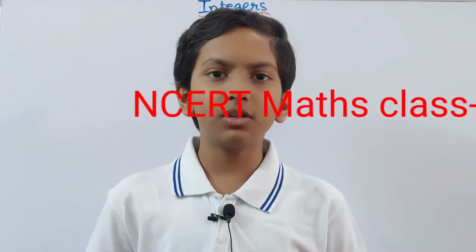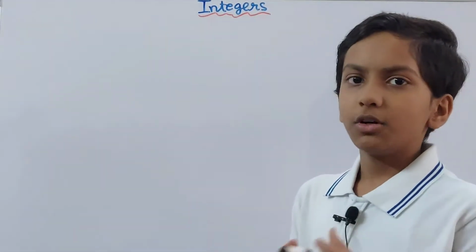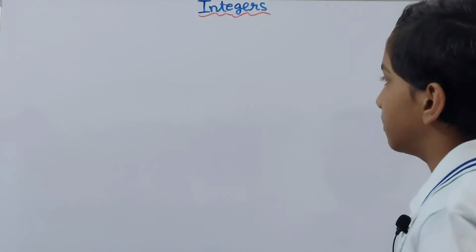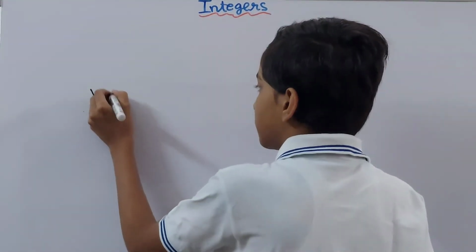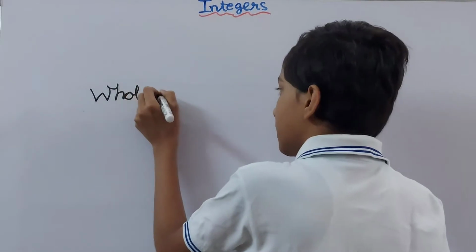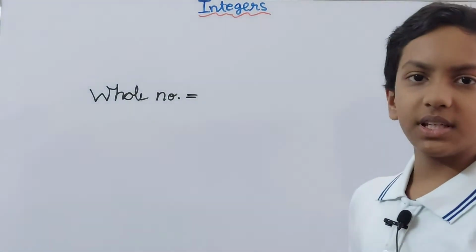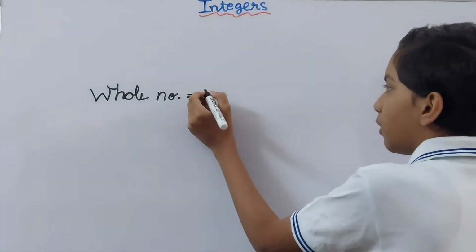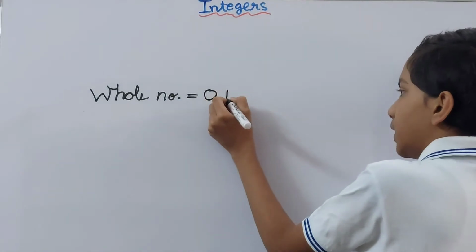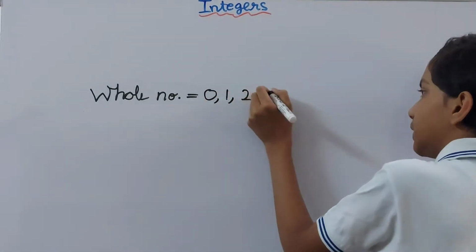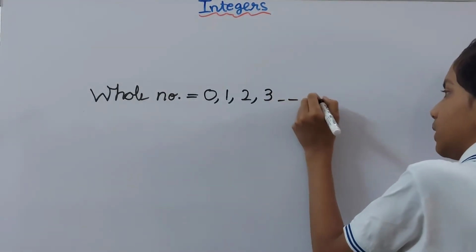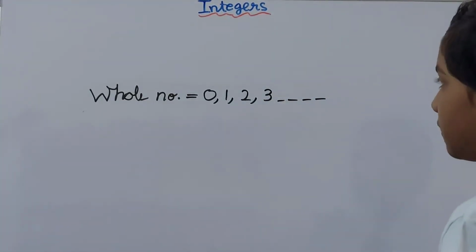Friends, today we are going to learn about integers. Now friends, what are these integers? First, to understand integers, we know two types of numbers, whole numbers and natural numbers. So first let's discuss those. The first number here we have is the whole number. The numbers we see in whole numbers start from 0, then 1, then 2, then 3 and so on. It keeps on moving till infinity, okay?